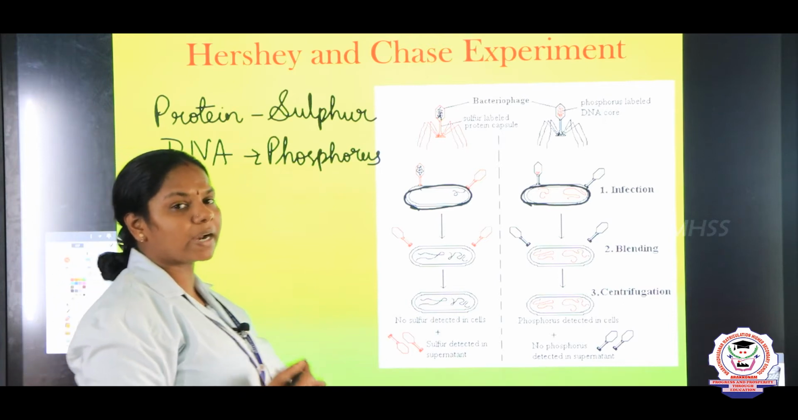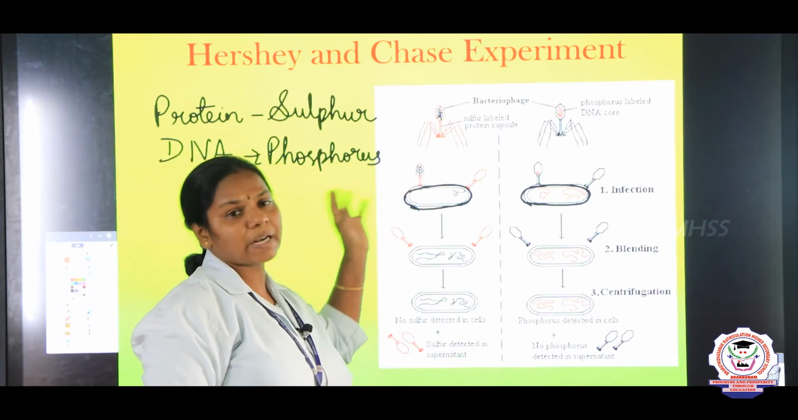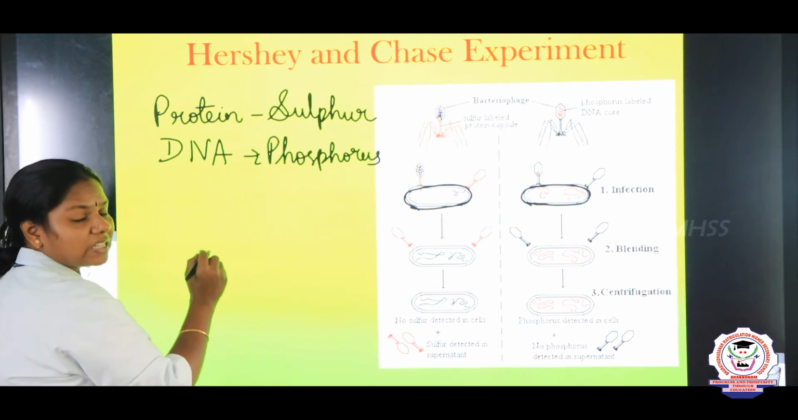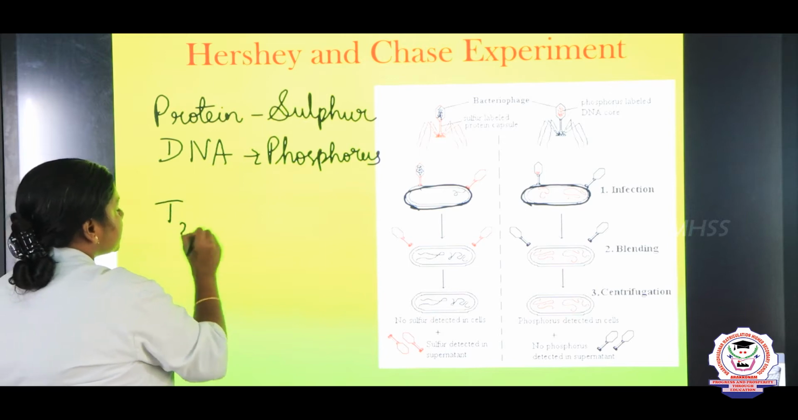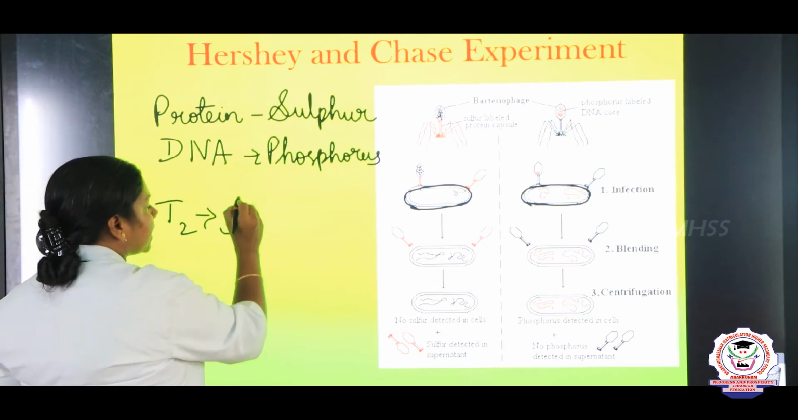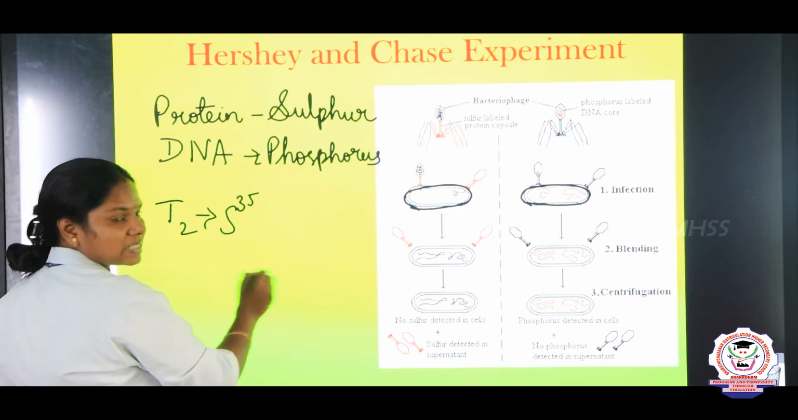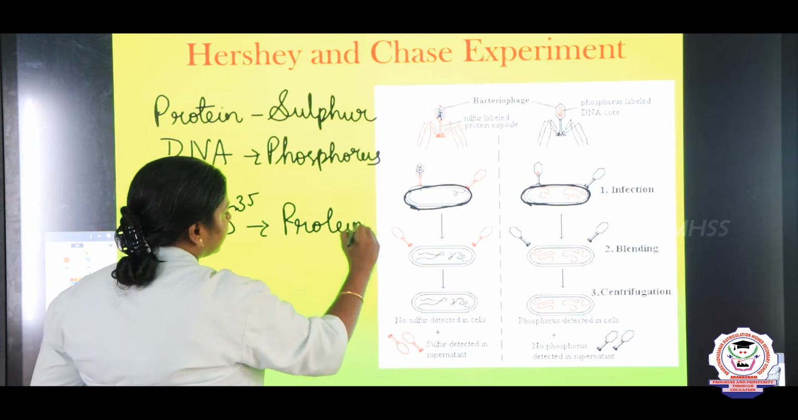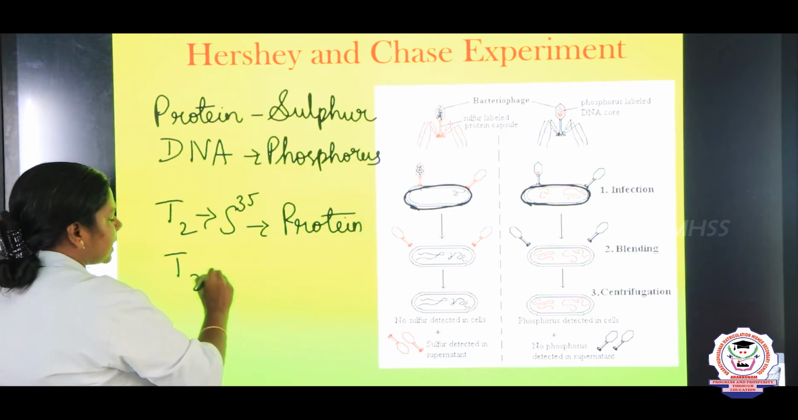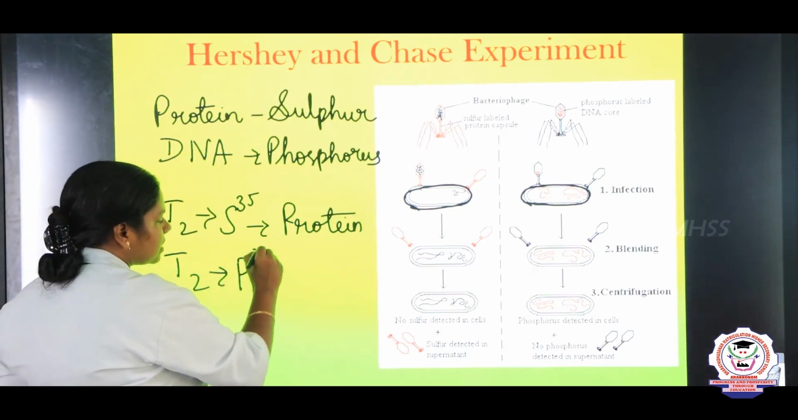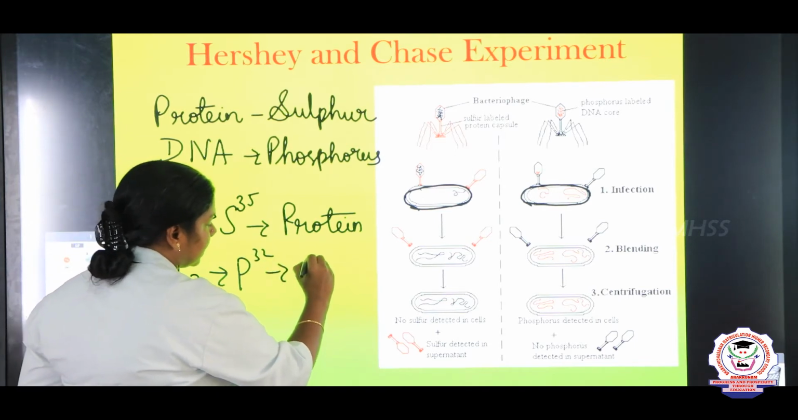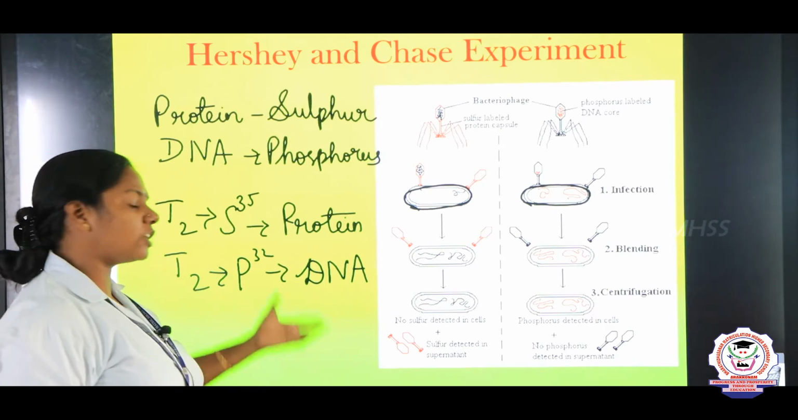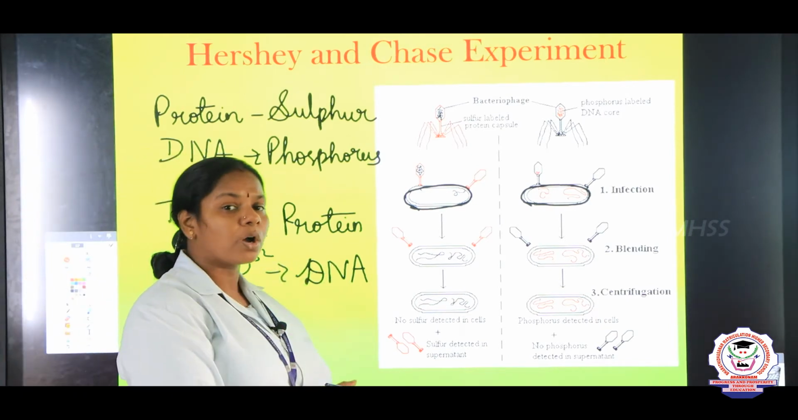They cultured the bacteriophages in separate media. For example, the T2 virus which was grown in the sulfur medium was labeled as protein, and the phages which were cultured in the radioactive phosphorus were labeled as DNA. And later he used the isotopes in the culture medium also.